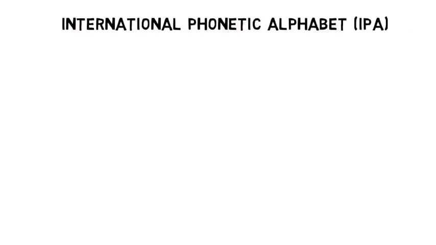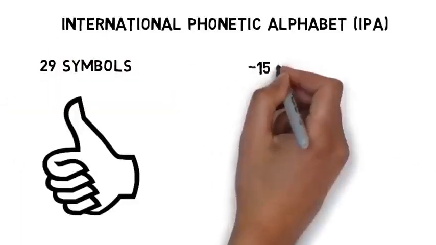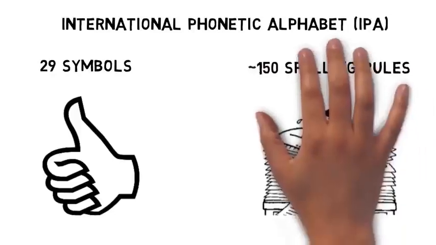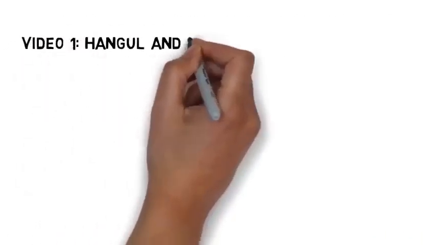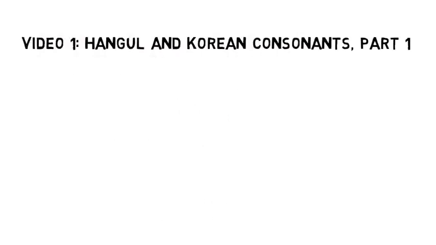I'll be going through Korean using the International Phonetic Alphabet, or IPA. This lets us simplify our discussion a lot, since I only need to talk about 29 symbols, many of which you know already, instead of trying to wade through around 150 spelling rules. So, let's get started. We'll break this discussion up into 4 parts.